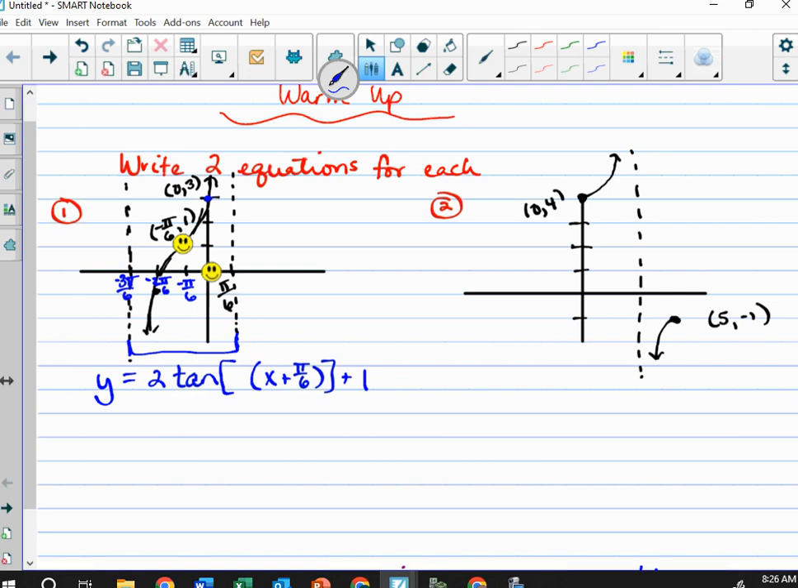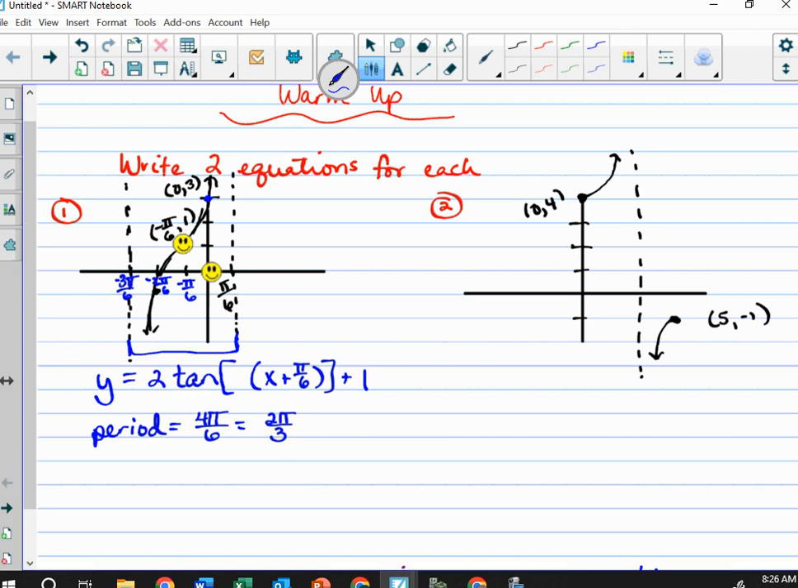So how far is it between negative 3 pi over 6 and pi over 6? 4 pi over 6. That's the period of this graph. It is 4 pi over 6. Now we can reduce that to 2 pi over 3. I don't need just the period, though. I need the b values.